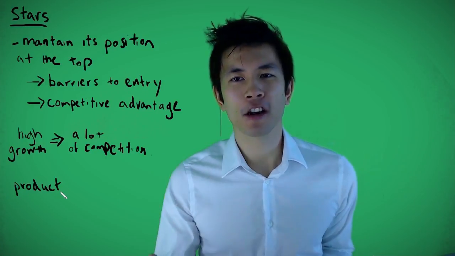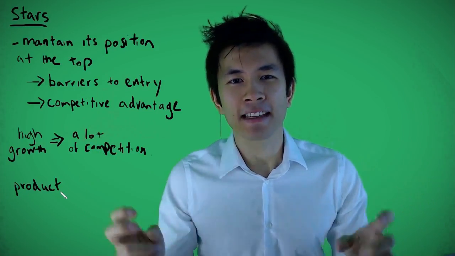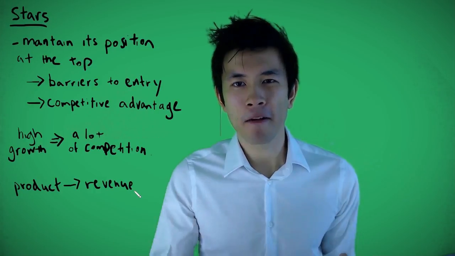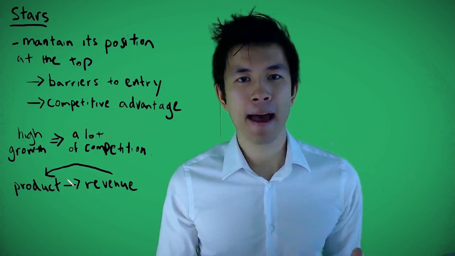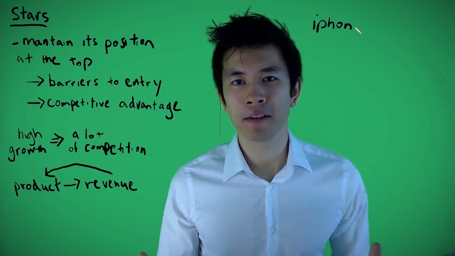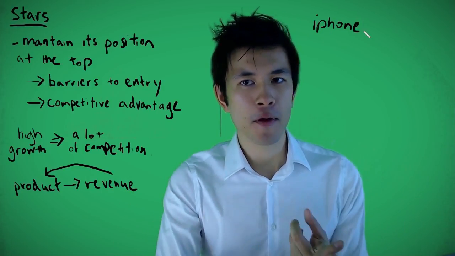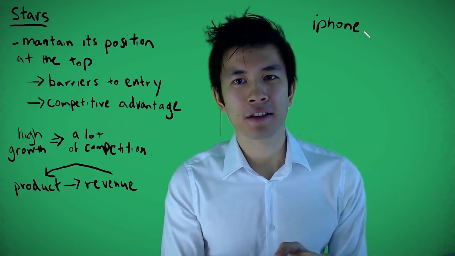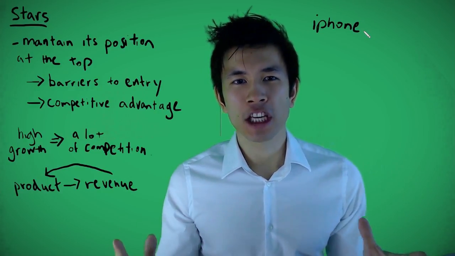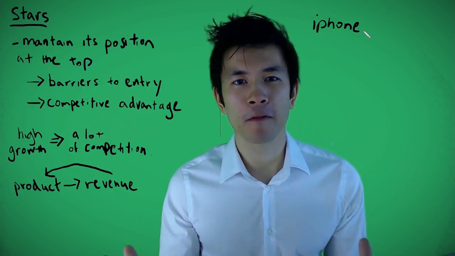So in order for a star to maintain its star status, almost all of its generated revenue has to be reinvested back into improving itself. For example, the iPhone is a good example of a star at Apple. It's super popular, a lot of people buy the iPhone, and they make a lot of revenue from the sales. But they don't actually generate a lot of profit for the company.